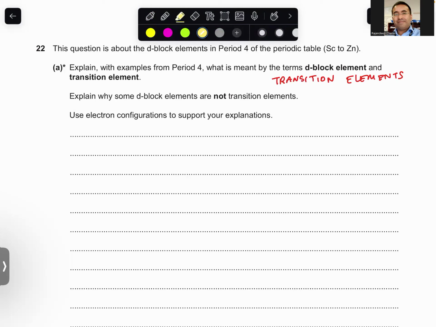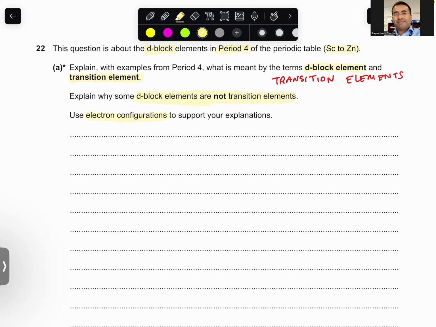This question is about D block elements in period 4, from scandium to zinc. So if you've got your periodic table at hand, it'll be good to refer to. Explain with examples what is meant by a D block element and transition element. Explain why some D block elements are not transition elements. There's a key distinction. It says use electron configurations to support your explanations.